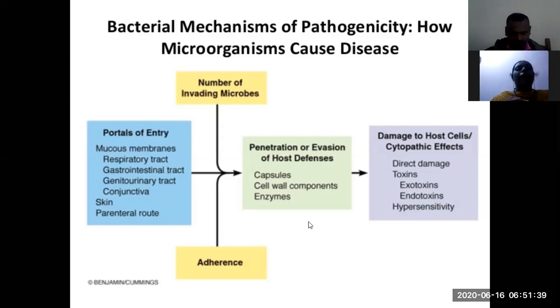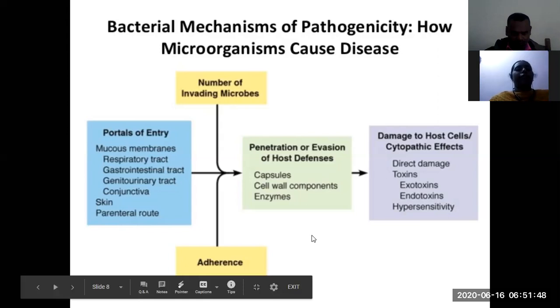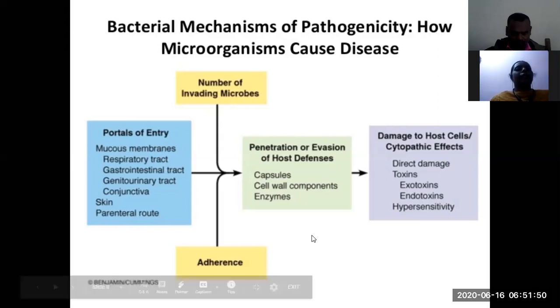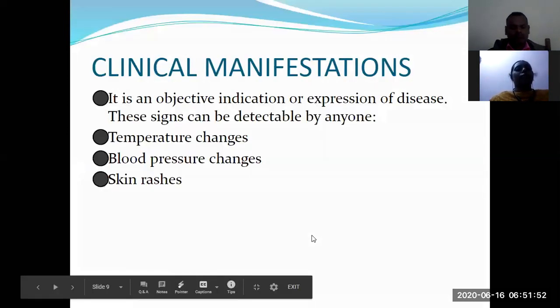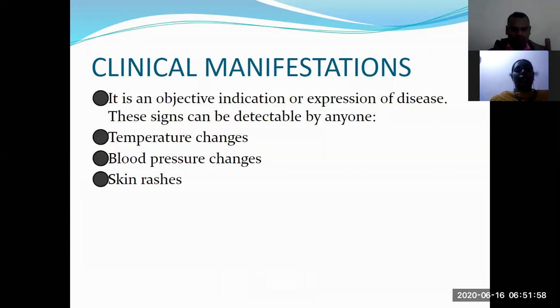So this is what pathogenicity of microbes, or bacterial pathogenicity in living organisms, is. Fine. Next, clinical manifestations. What are the manifestations caused by bacteria in, let us see here, human beings, for example, or it can be animals.